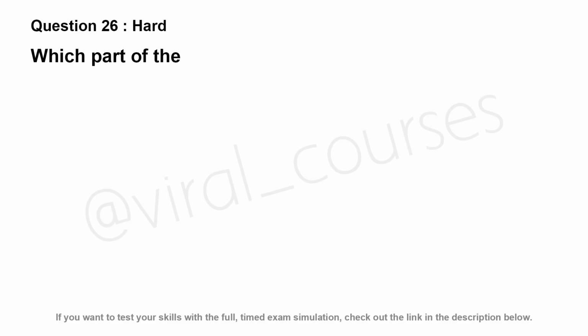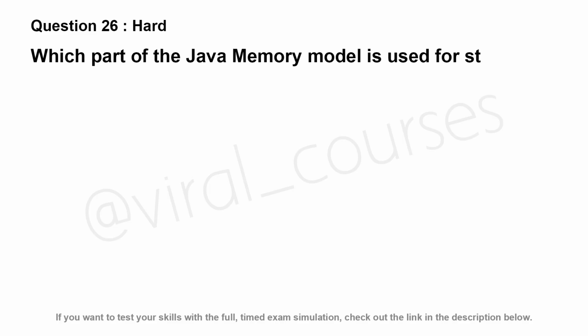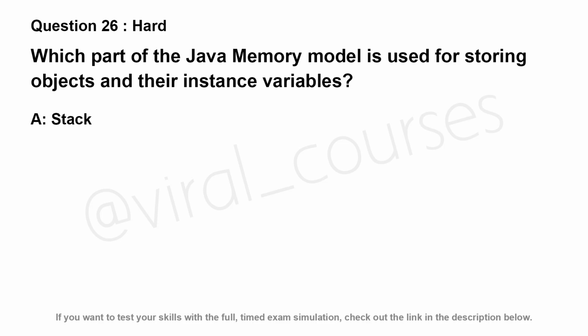Which part of the Java memory model is used for storing objects and their instance variables? Option A. Stack. Option B. Heap. Option C. Method area. Option D. PC register.